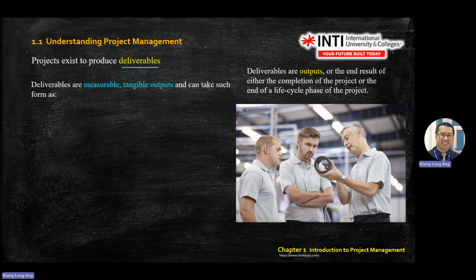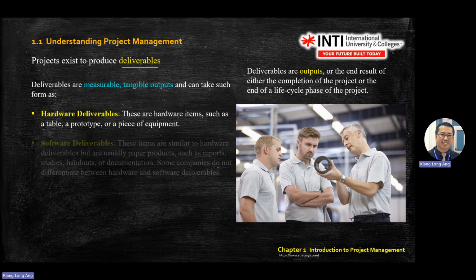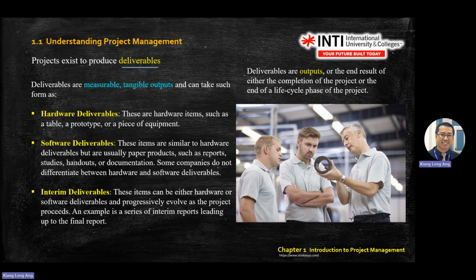Deliverables are measurable, and their output is in the form of all these. So output can be hardware, it can be software, it can be interim deliverable. An interim deliverable is a report plus the hardware and software. So there are different types of output: hardware, software, and interim.